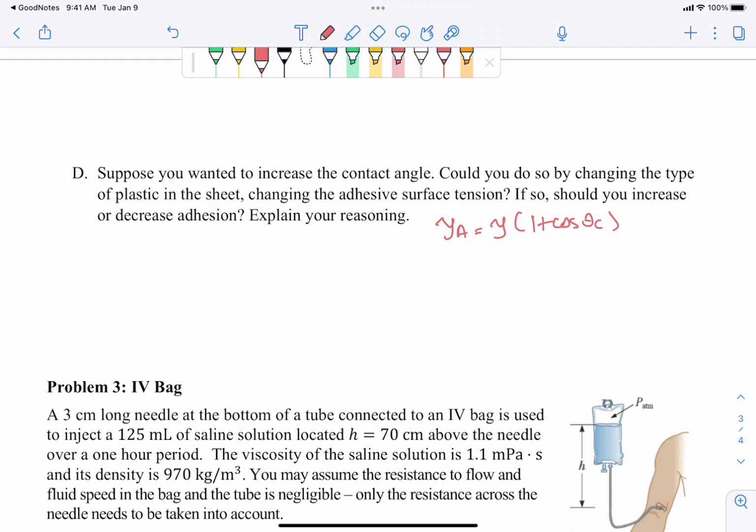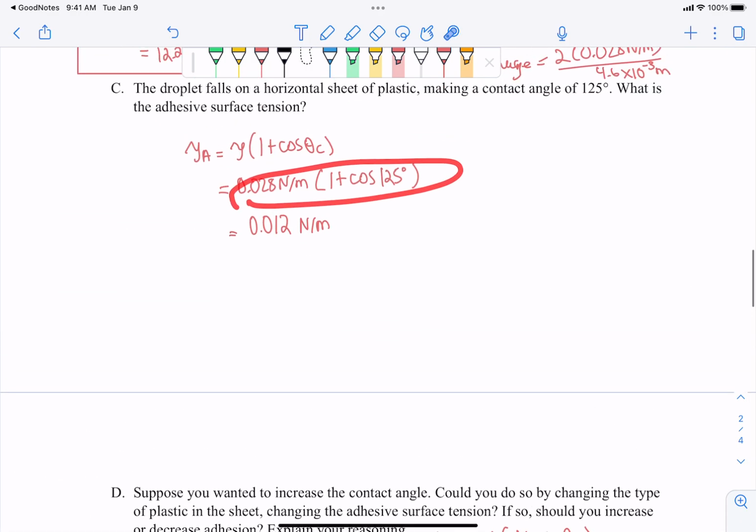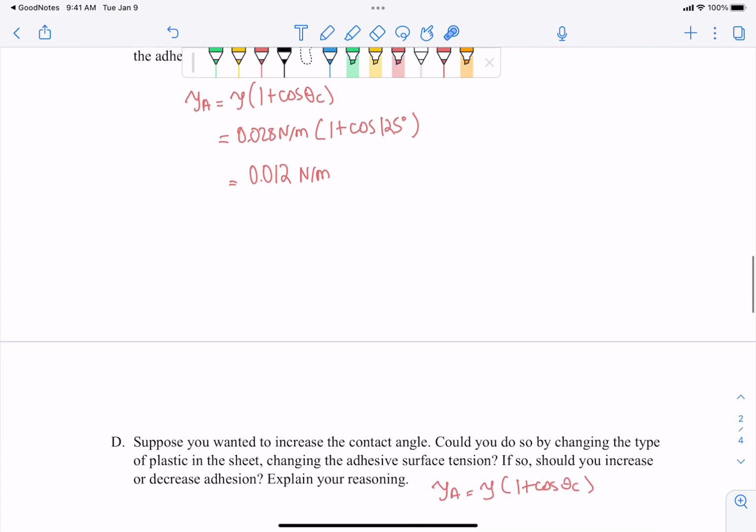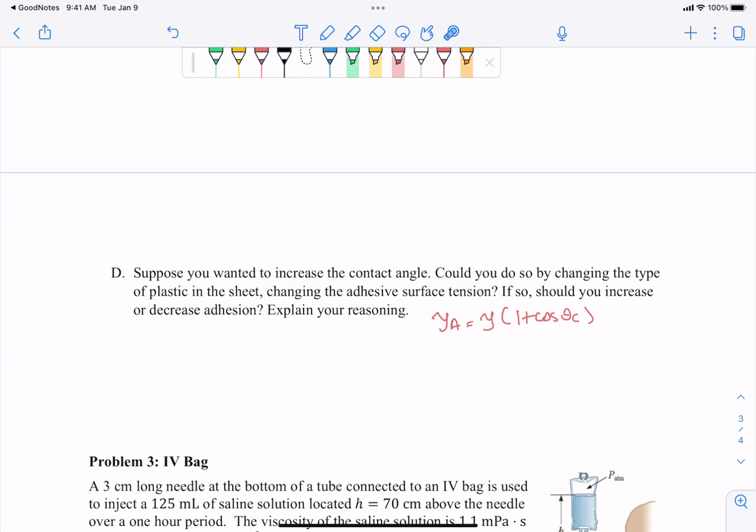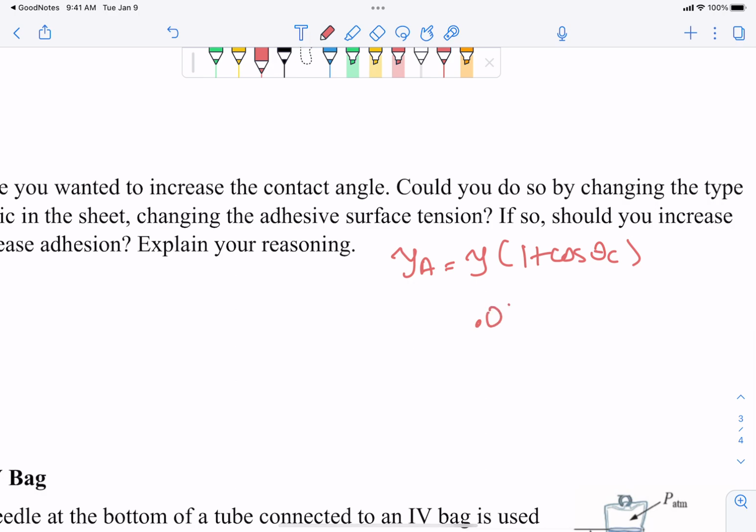If you remember, there was a slide in the PowerPoint, I believe, saying that different materials or mediums will have different contact angles. So if you were to throw in some sample values and calculate this out, you'd notice that if you increase the contact angle, you actually decrease the adhesive surface tension. If we threw in the same values as before, 0.028 times 1 plus cosine 125, and made that 130, for example, you'd notice it would drop from 0.012, I think it was, to just 0.010.